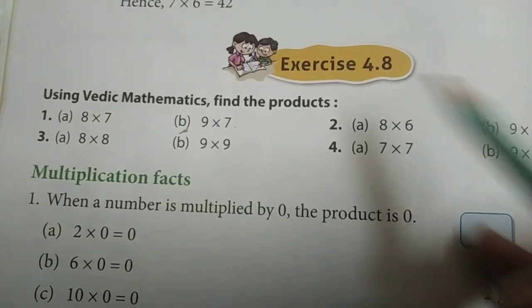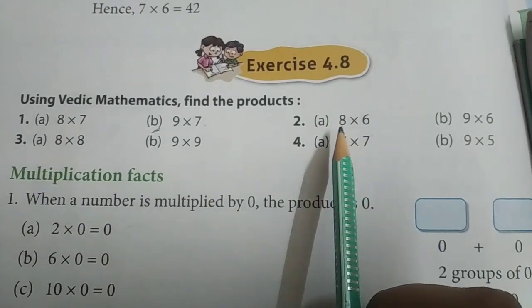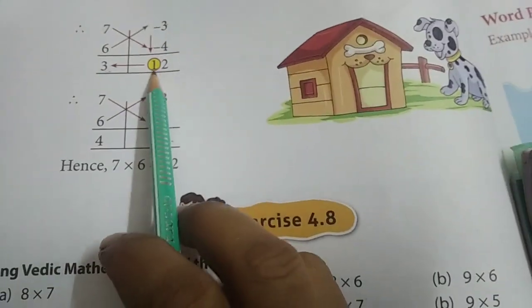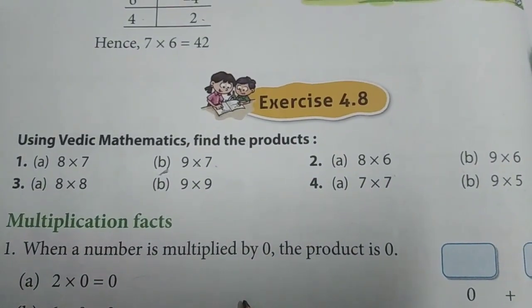So, complete exercise 4.8. First, second, third, fourth, all the bits, okay? All the methods are the same. If you are having a carry, you have to follow this method. You have to add. If you are facing any problem solving this, you can message me.